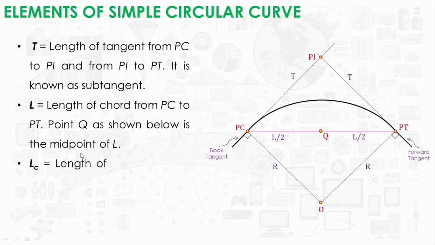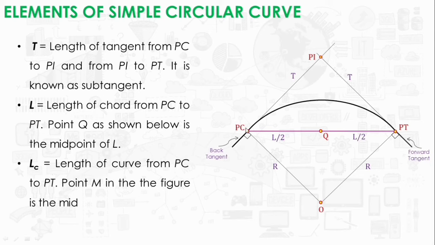Next is the length of curve. So, from PC, LC, it is the length of curve from PC to PT. Earlier, the length of chord, right? The length of chord is this violet one. Now, the length of curve is the actual length of our curve, from PC to the point of tangency. And point M is the midpoint of the length of curve.